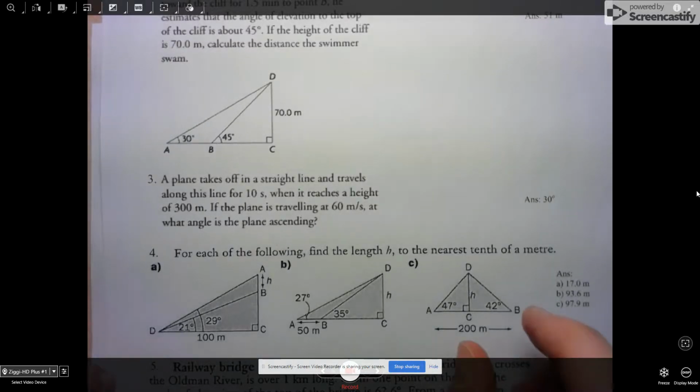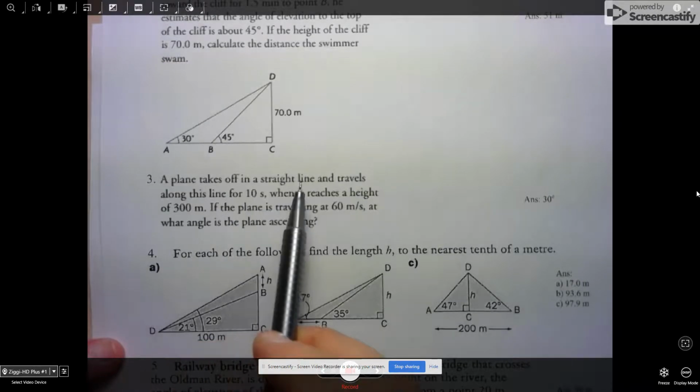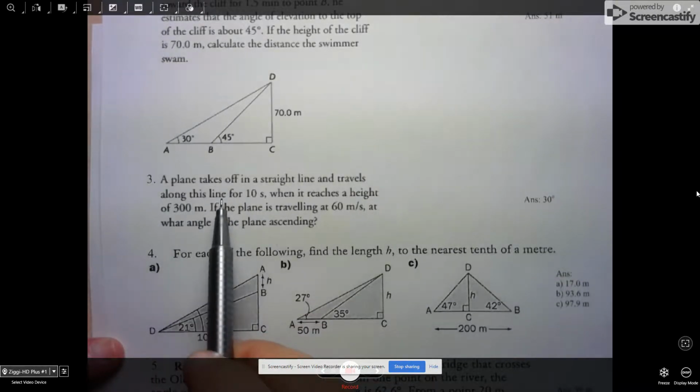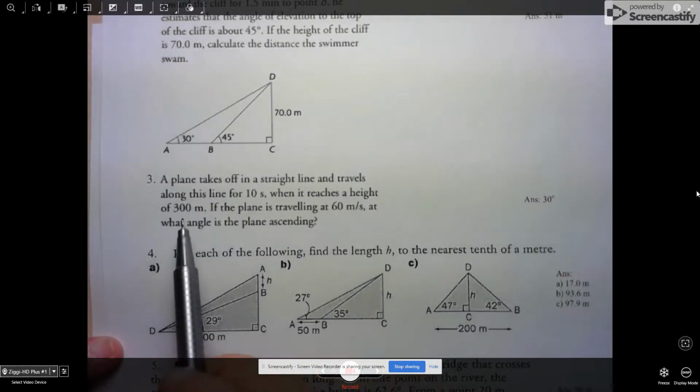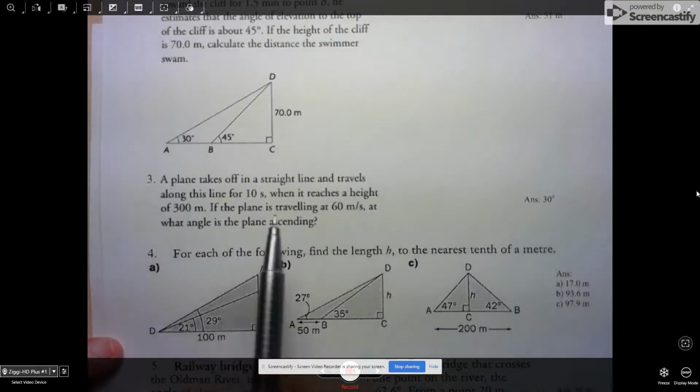Hi folks, we're going to take a look at number 3 from the assignment. So let's take a look at it here. It says that a plane takes off in a straight line and travels along this line for 10 seconds when it reaches a height of 300 meters. If the plane is traveling at 60 meters per second, at what angle is the plane ascending?